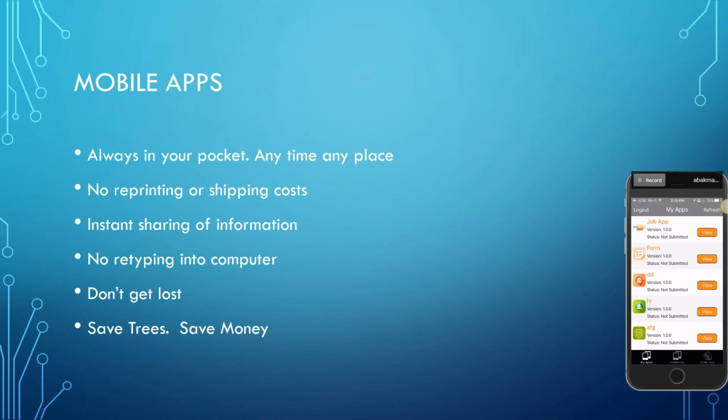The cool thing is the smartphone. I don't know about you, but it's always in your pocket. It's with us. You whip it out anytime, any place, open the app, and fill out the form. Really easy. There are no reprinting or shipping costs. Once you create this mobile form app, you can use it as much as you want for as many customers as you want. There's no reprinting, no shipping. It's real savings.